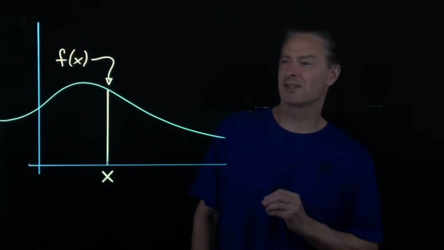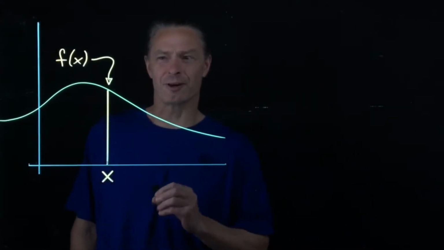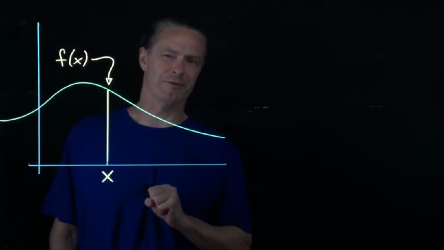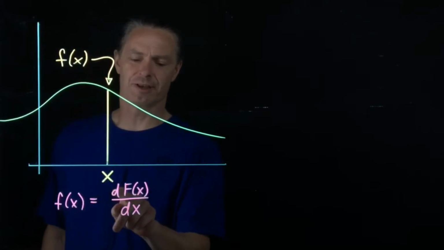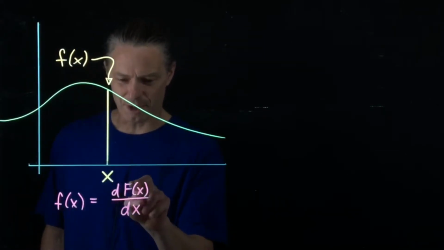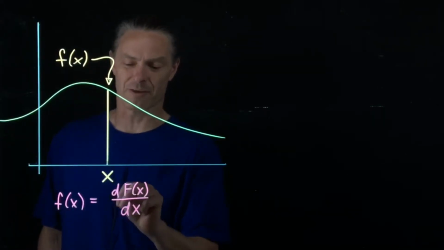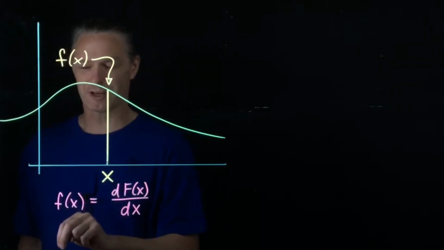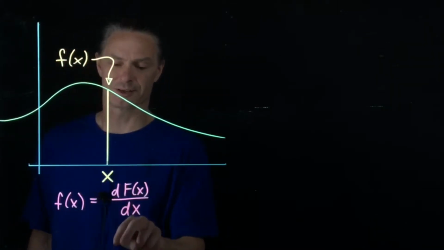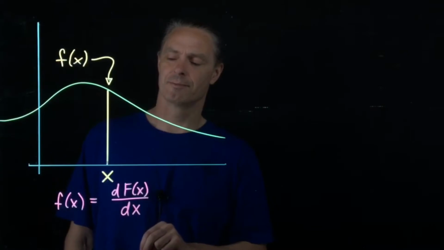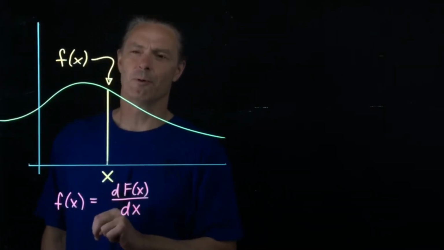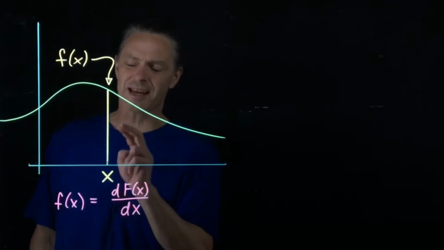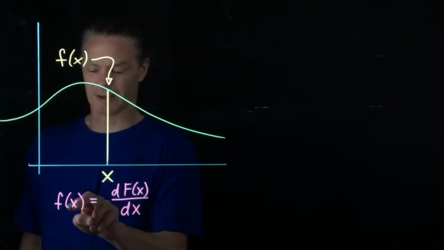So that may lead us to ask this question. What function is f of x a derivative of? So let's imagine writing f of x as the derivative with respect to x of some other function of x, which I'll call big F of x. So I've got little f of x, which is the derivative with respect to x of big F of x. So if little f is the derivative, what is big F? Well, we can call big F of x the antiderivative of little f of x.